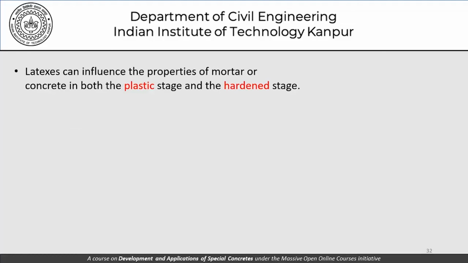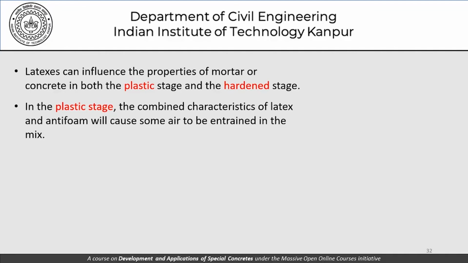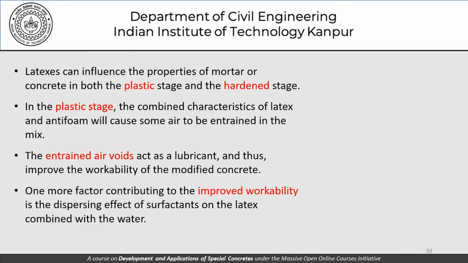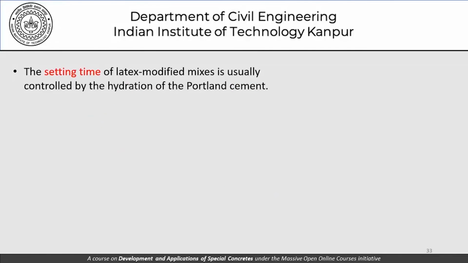Latexes can influence the properties of the mortar or the concrete in both the plastic stage and the hardened stage. In the plastic stage, the combined characteristics of latex and anti-foam will cause some air to be entrained in the mix, and this entrained air voids act as lubricant and thus improve the workability of the modified concrete. One more factor contributing to the improved workability is the dispersing effect of the surfactants on the latex combined with water. The setting time of LMC mixes is controlled by the hydration of Portland cement.